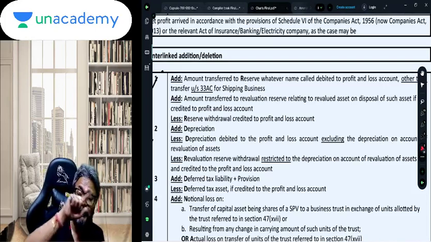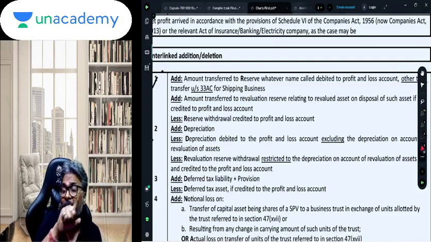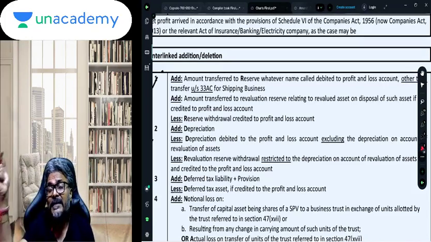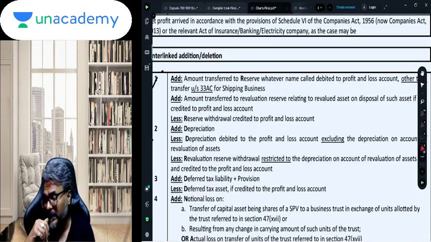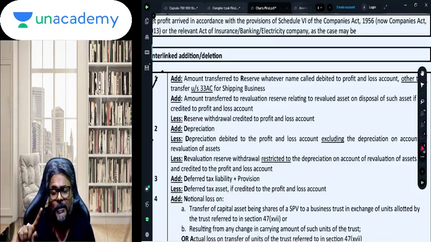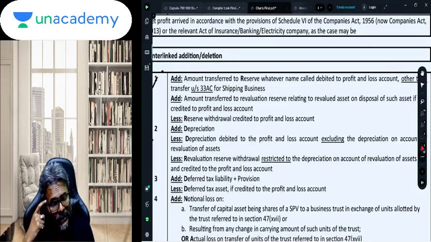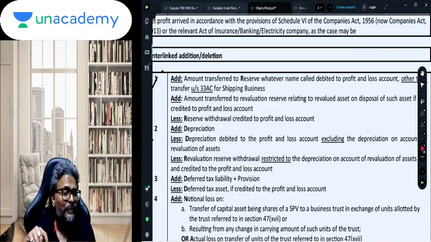Okay, now if you create a reserve, then it is a P&L account debit, and then there is a liability side reserve account in the balance sheet. Now, subsequently, you will try to write off that reserve account in your profit and loss account. So whenever you try to write off that reserve account in your profit and loss account, then in that particular case, students, what will happen?